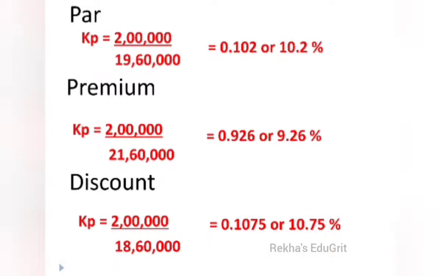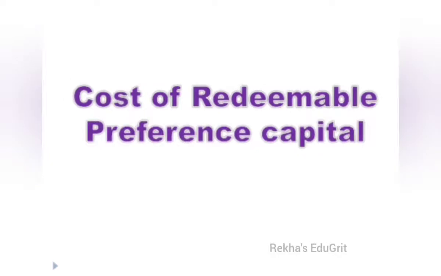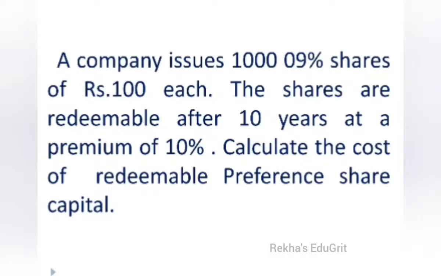Next we can see redeemable preference share capital. Redeemable preference shares are those preference shares which are to be redeemed after the expiry of stipulated period. That is, the capital raised through the issue of redeemable preference shares are repaid to the shareholders on the expiry of agreed period. So first we'll read the question. A company issues 100 9% shares of ₹100 each. The shares are redeemable after 10 years at a premium of 10%. Calculate the cost of redeemable preference share capital.